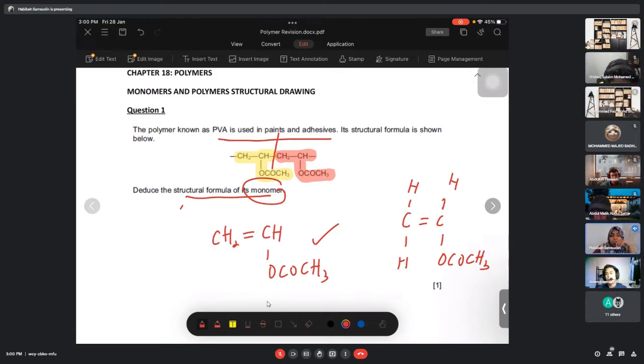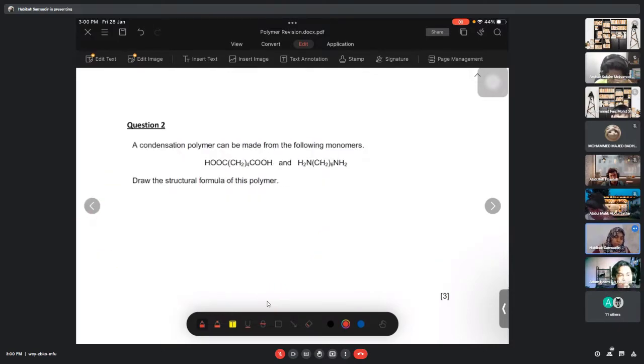Okay, so you see what's the difference between this one, A and B? In B, you can see all the bonding. For A, no. Since the question is not specific, whether A or B, both are acceptable. Clear? Alright. Question 2.